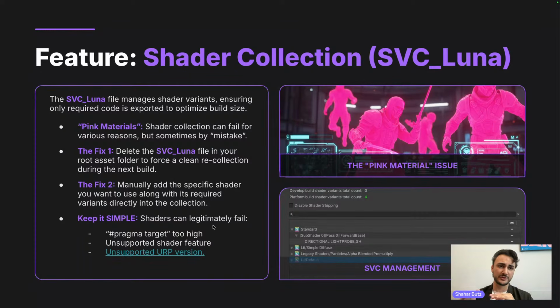You don't want to use complex shader features. You don't want to go too fancy. If you can do something simply or with a simple workaround, please use that. We are still running on WebGL2 here. That means our pragma target can generally not be above 3. If a shader fails each and every time, maybe you use unsupported shader features, maybe your pragma target is too high. In rare cases, maybe you use an unsupported URP version, Universal Render Pipeline.